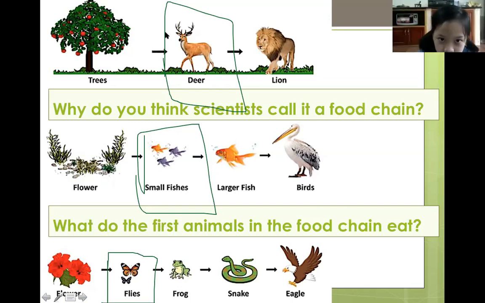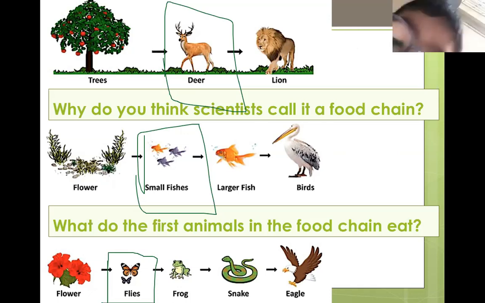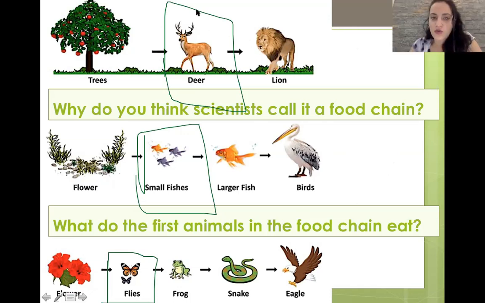The first animals, what does the deer eat? What does the fish eat? No, not meat. Deer don't eat meat. Blue Moon, what do the first animals in the food chain eat? These first ones. A deer. What do the deer eat? What do you see in the picture?